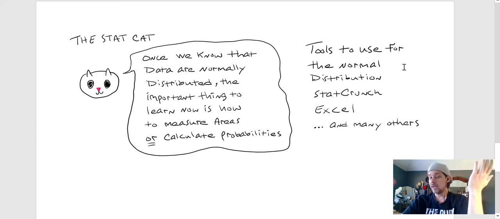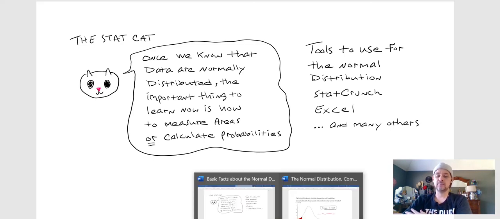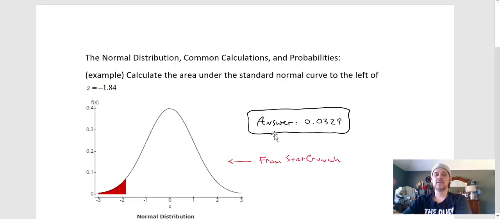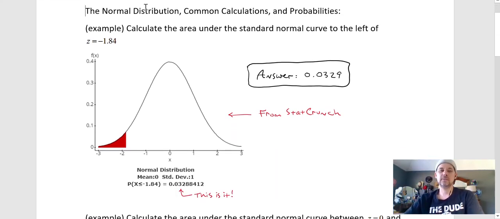Now, ways we could do that. We could use StatCrunch, which comes with my math lab. If you're using my math lab anyway, you could also do it in Excel. There are tables. You can use a handheld calculator and so on. Let's just use StatCrunch because I believe everybody would have access to it. Let's do a basic question. This one says, calculate the area under the standard normal curve to the left of z, which is just a point on the curve, negative 1.84.